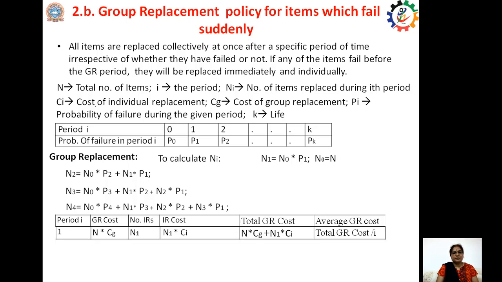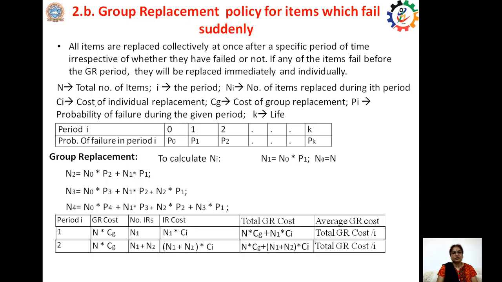You just multiply this by CI. This is CG, group replacement cost, wholesale cost. This is retail cost. This whatever value you get into CI. Next you add this and this, you get this. Next you divide this whatever value obtained by I, you get this.